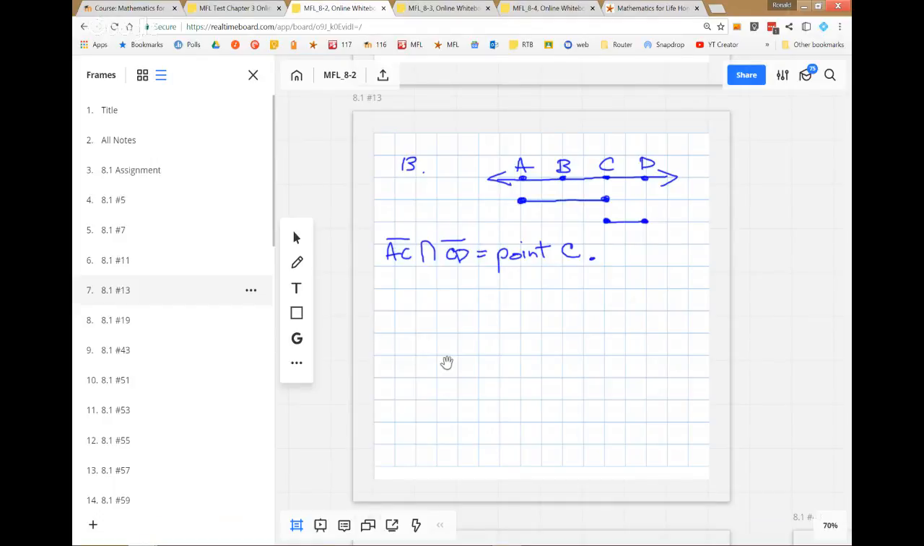8.1 number 13. All right. So we've got this picture of a line up on the top there with points A, B, C, and D. So here's how this works. Segment AC would look a lot like that first bar I made there from A to C. See that? Yep.